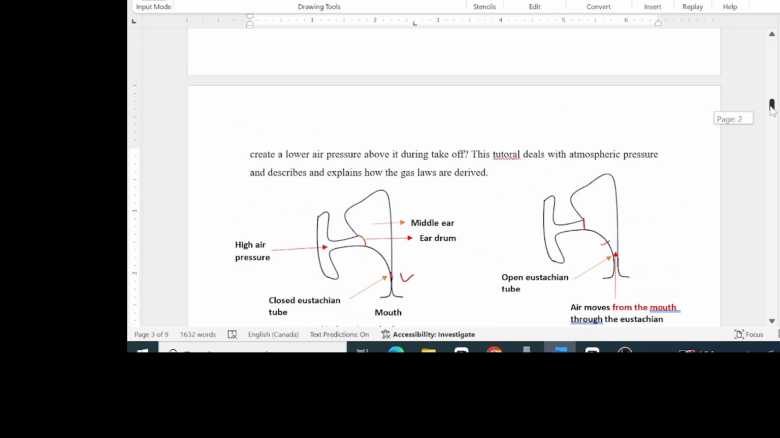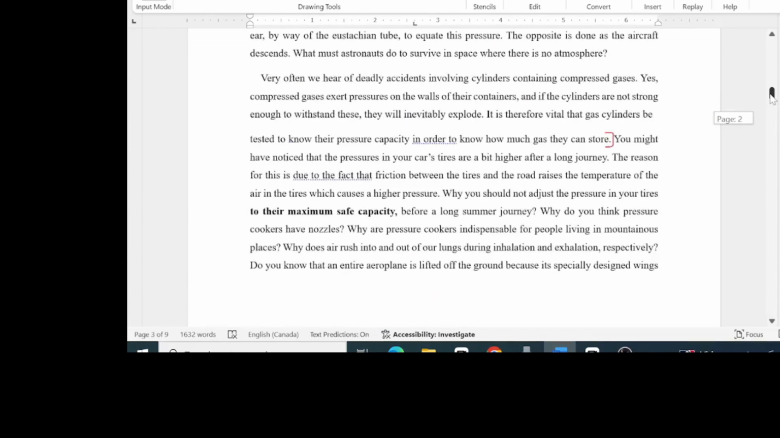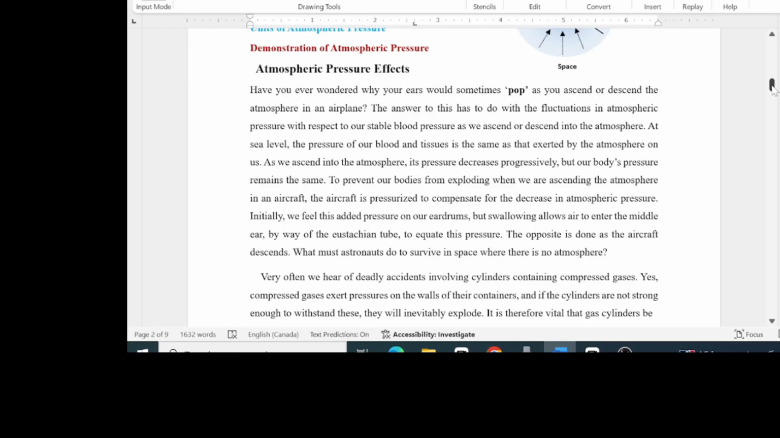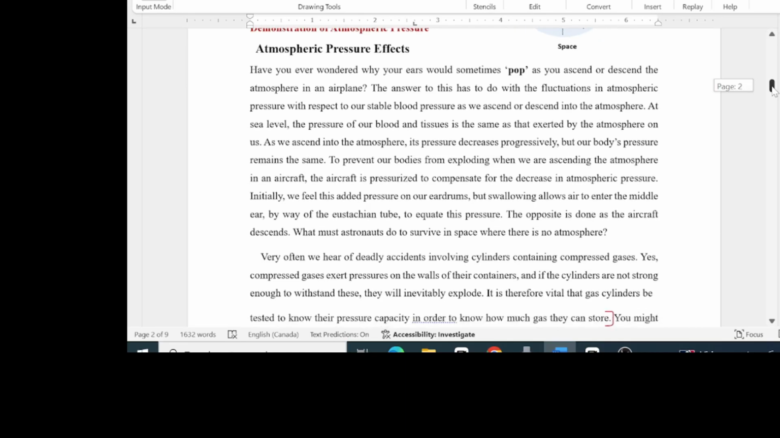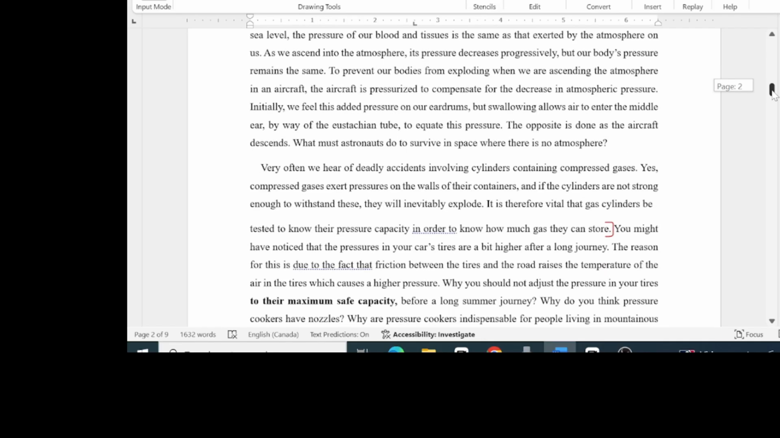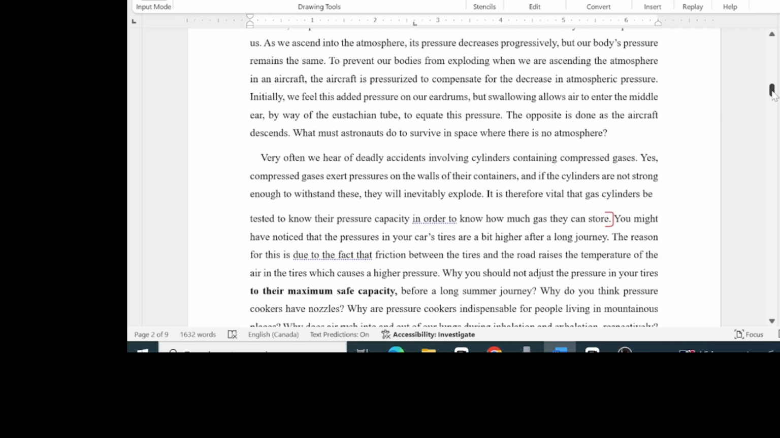One of the questions that was asked here, I implore you to read the information given here, all right? You can pause the video and read what is given there to you. And one of the questions that is asked here that relates to atmospheric pressure is, why is it that people living in mountainous places must use a pressure cooker? Or why are pressure cookers indispensable to people living in these areas here?